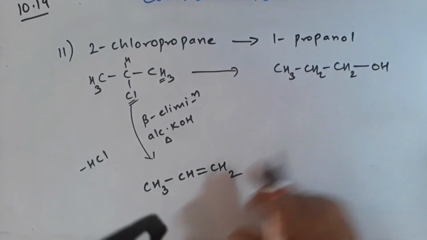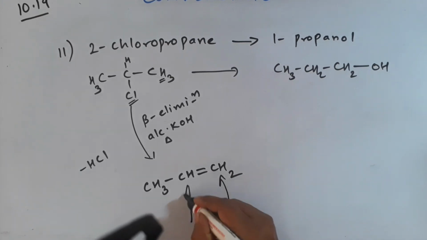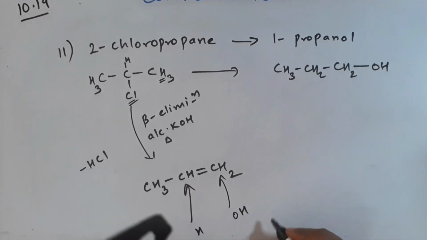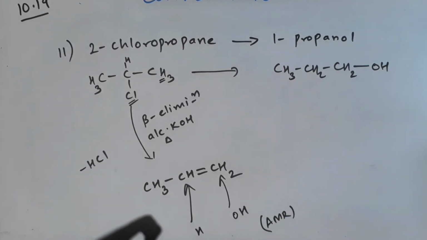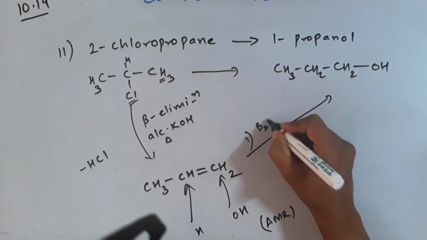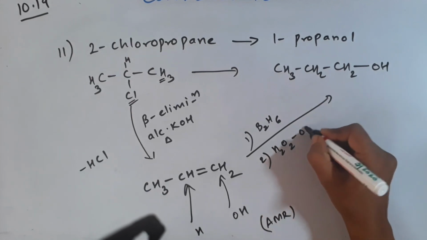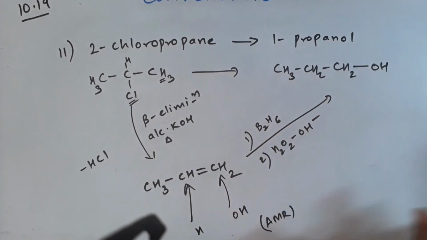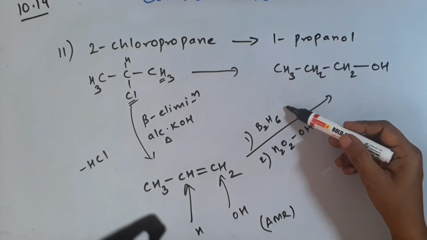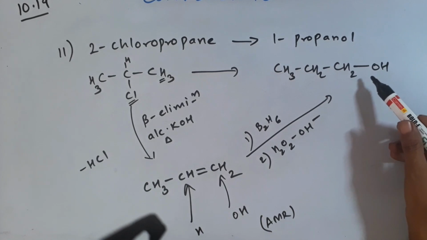Now how to go from here to here? Imagine we are adding OH here and we are adding H here, so this is going to be anti-Markovnikov's rule. How do we get this anti-Markovnikov's addition of water, which we've already done? We will directly do it. First we will do hydroboration, and second we will do oxidation, H2O2, OH minus. So in exam we can directly write this step in this manner. Hydroboration first, we will add hydrogens, and then oxidation where we will add OH, and anti-Markovnikov's addition of water will take place.